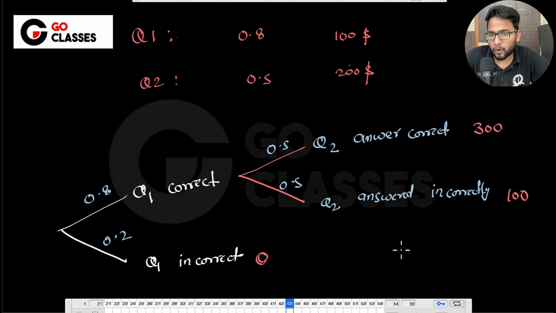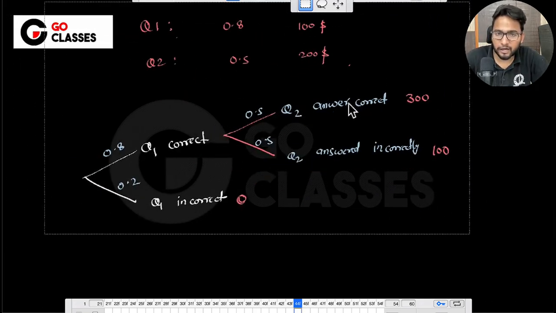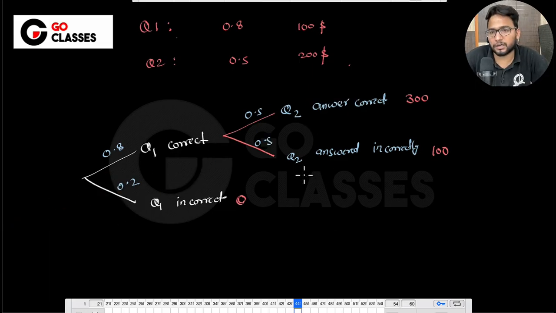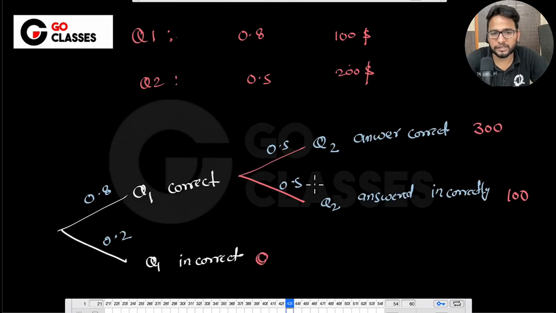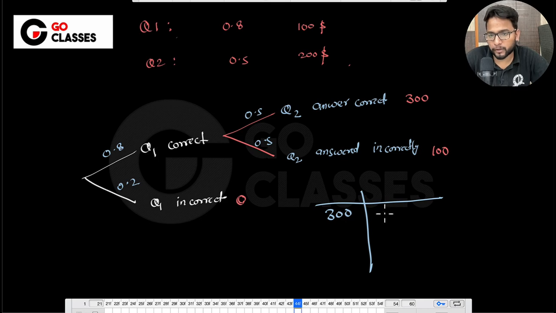See, in the case of expectation, we always make a table. So what is being asked? They are asking the expected prize money that you receive. So basically you receive 300 with what probability? 0.5 into 0.8, which is I think 0.40.